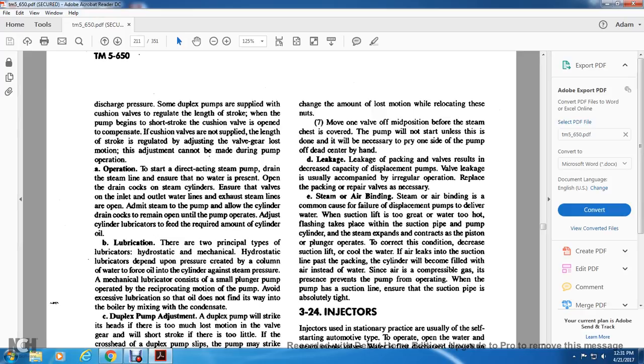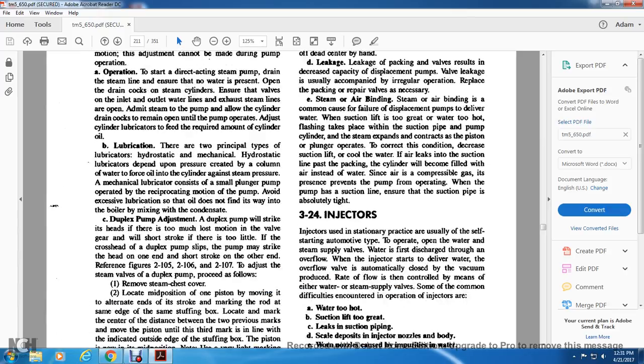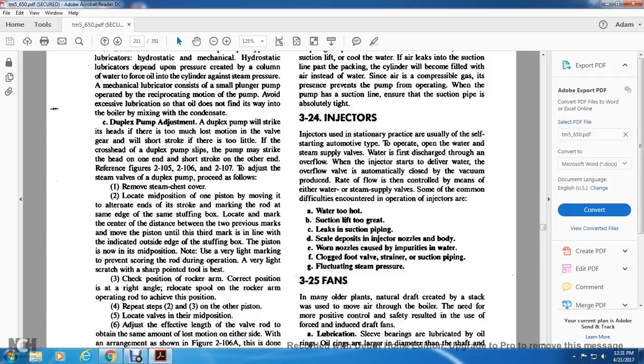Air leaks in the suction line or packing will cause the cylinder to become filled with air instead of water. Air, being a compressible gas, prevents the pump from operating. When the pump has been primed, ensure the suction line is absolutely tight.